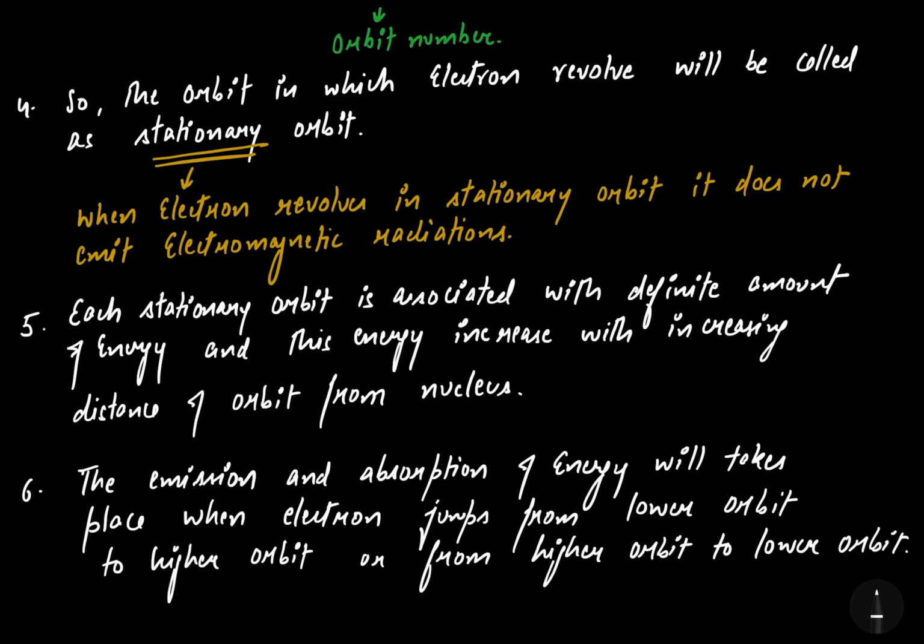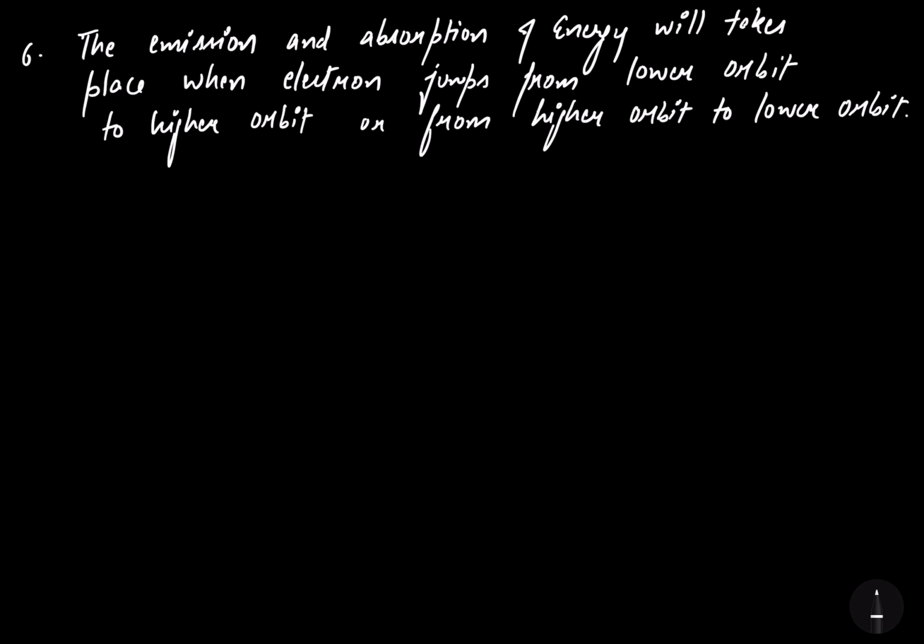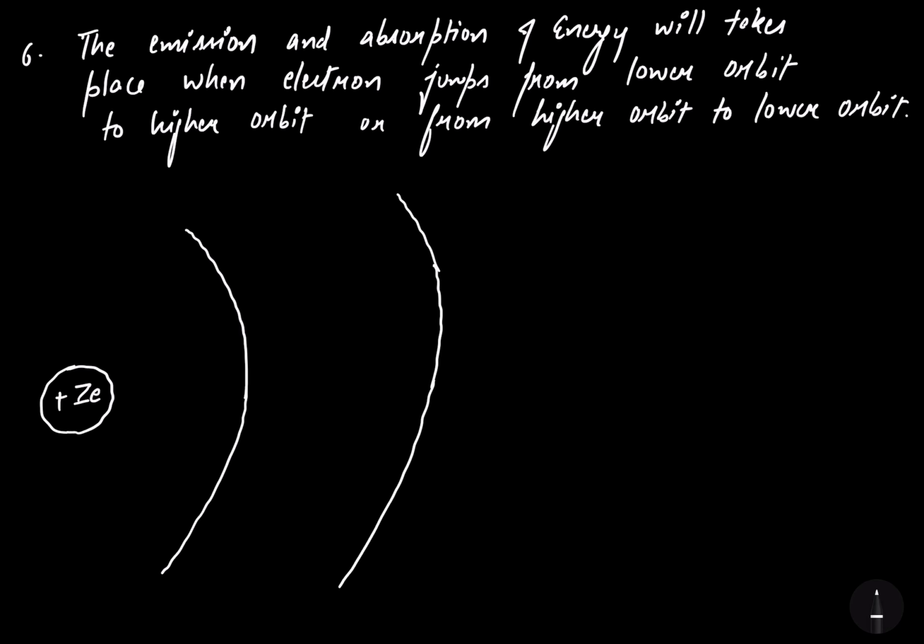And now let's talk about the sixth point in detail with the help of a diagram. First of all, this is the nucleus. Now, assume this is the first orbit, this is the second orbit, this is the third orbit. Now, assume the electron is present over here in the first orbit.